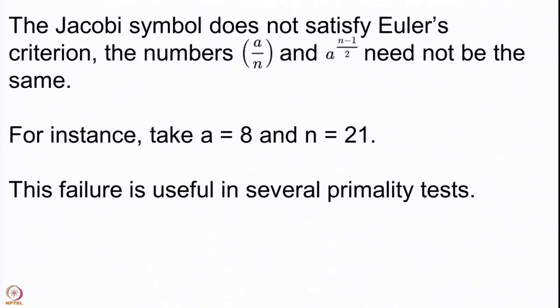However, mathematicians have a knack of turning failures into very useful things. So this failure of Euler's criterion in the case of the Jacobi symbol can be used very effectively when we are doing primality tests. In fact, it may be called the basis of primality tests for several of them. So how do we go about this?